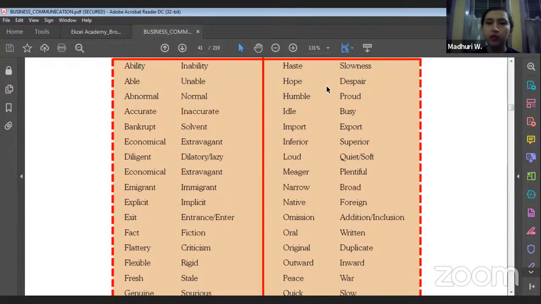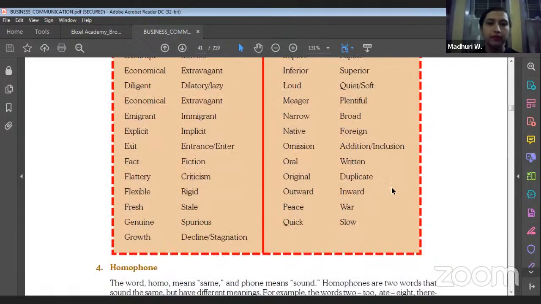Let's take a look at a few more. Haste, slowness, hope, despair, humble, proud, idle, busy, import, export, inferior, superior, loud, quiet or soft, meager, plentiful, narrow, broad, native, foreign, omission, addition or inclusion, oral, written, original, duplicate, outward, inward, peace, war, quick, slow, right?